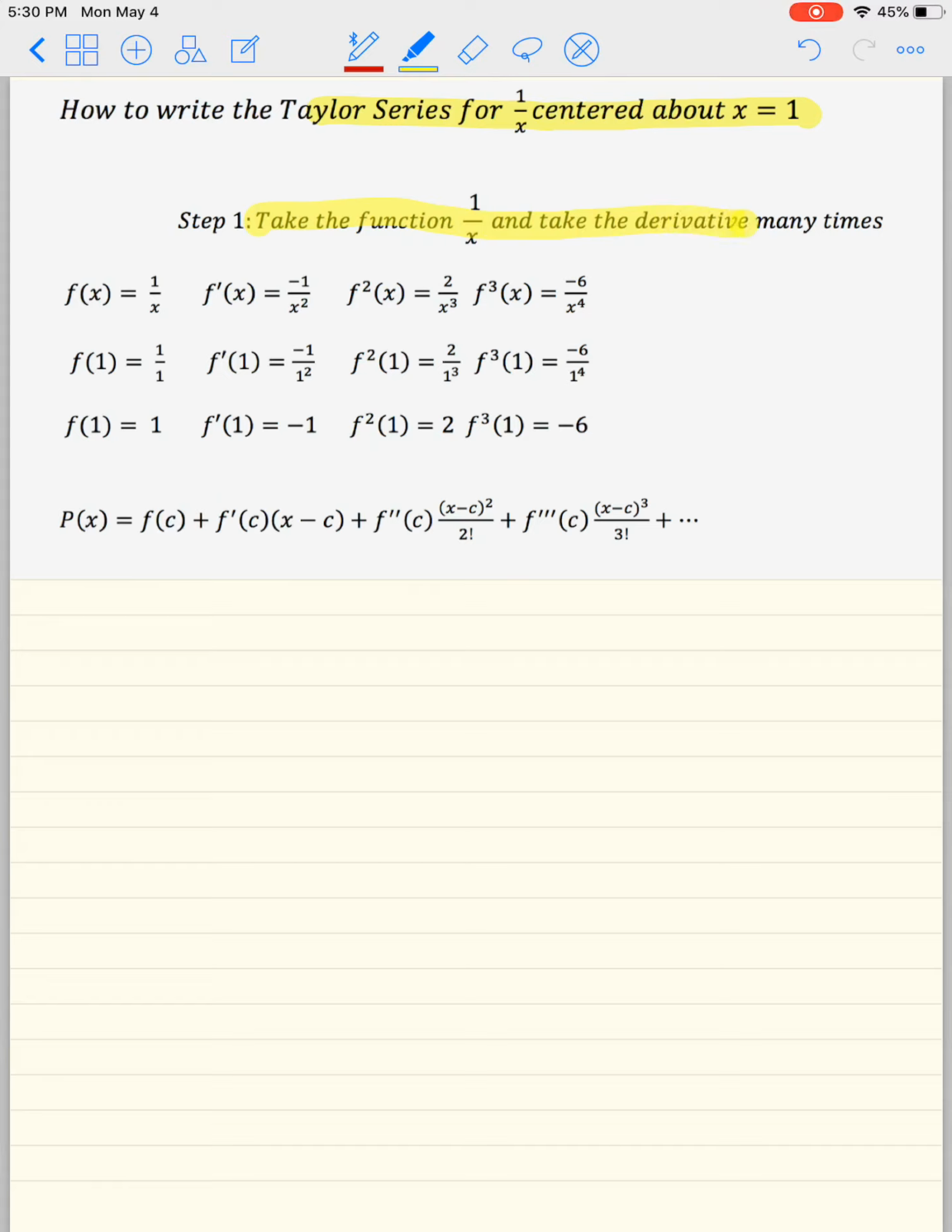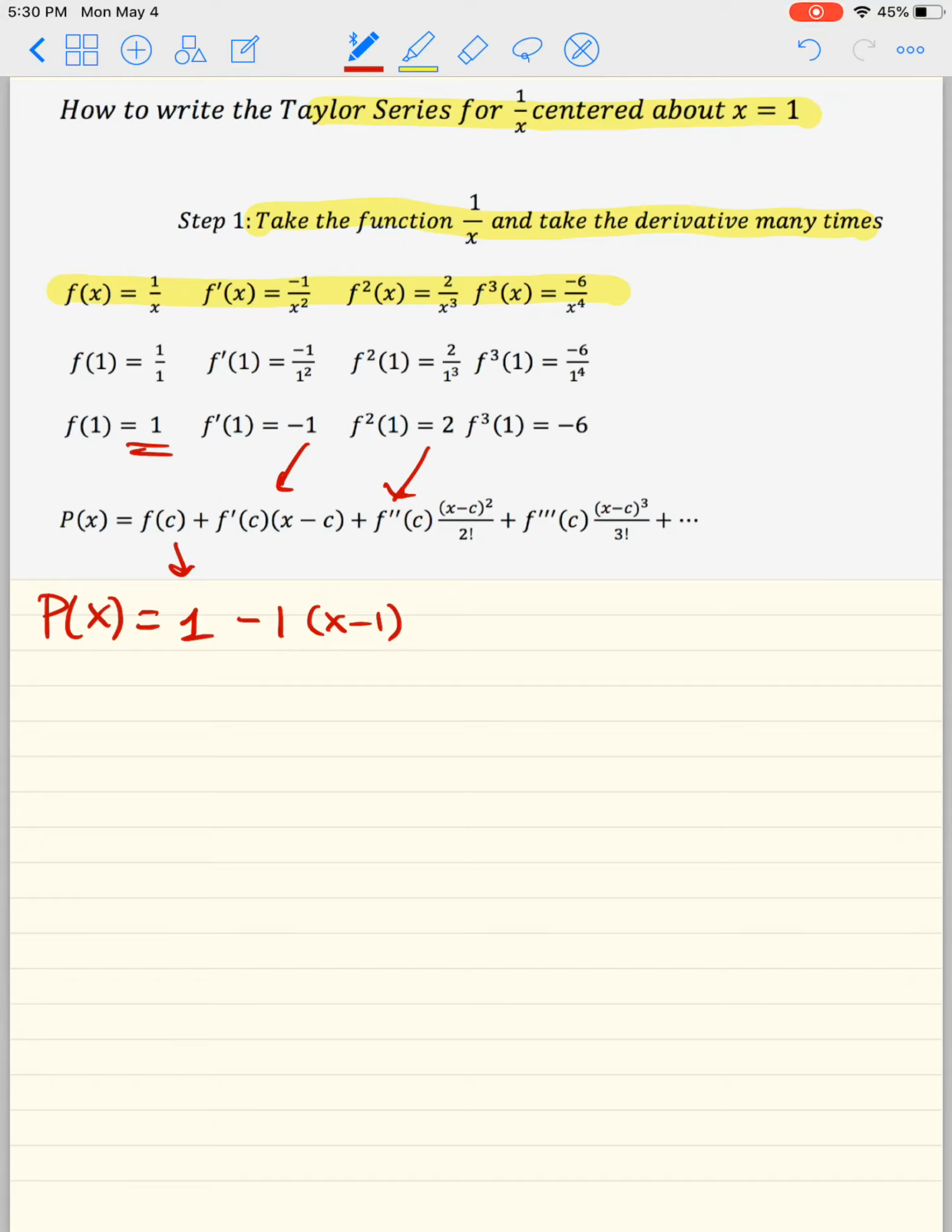So I took the function 1 over x and I took the derivative many times. So I ended up with all of these. You guys are just going to have to trust me or pause the video and try it yourself. I plug in 1 for each one, and then remember that in order to get an approximation, you're going to do 1 plus, well, negative 1, x minus 1. Okay, and the next one.